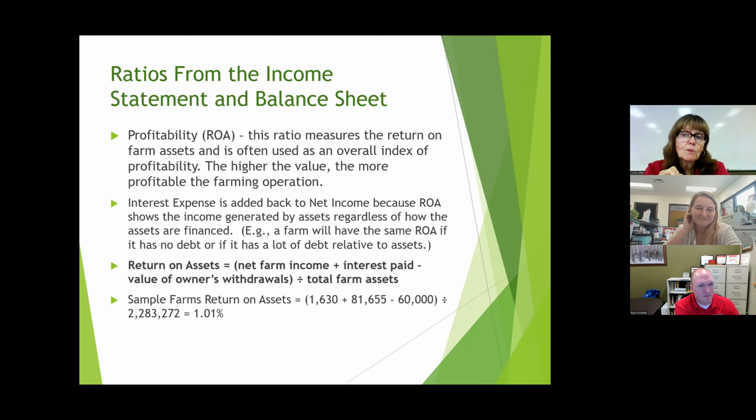We had a lot of 1% returns in the 80s. We've had some 1% returns from 2013 to 2019. It's not a lot, but at least there is profit there. And I will emphasize that ROA, your profitability, will vary greatly depending on what your corn and soybean prices and cattle prices are. The higher they are, and the lower your expenses are, the better that ROA is going to be.